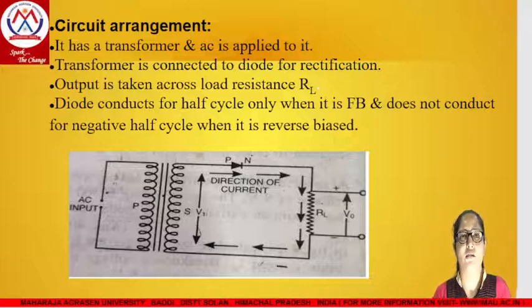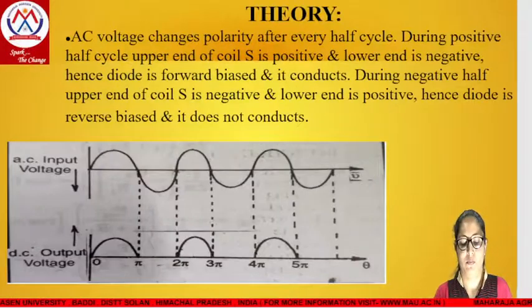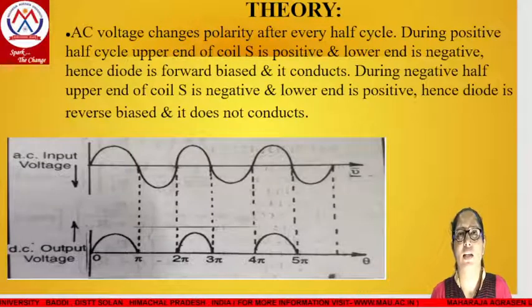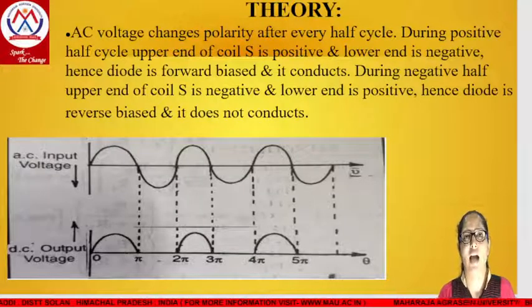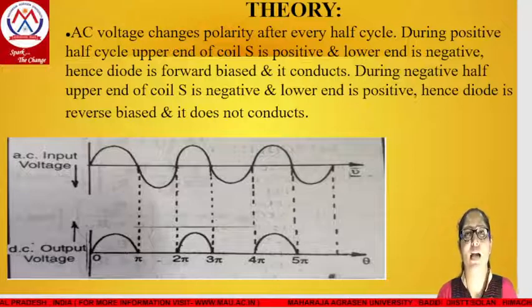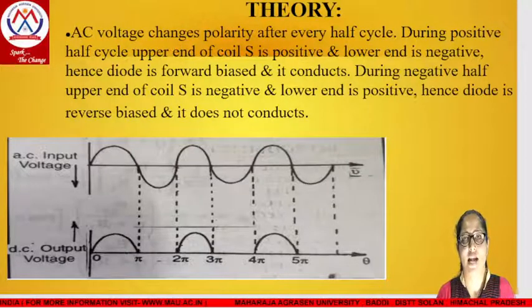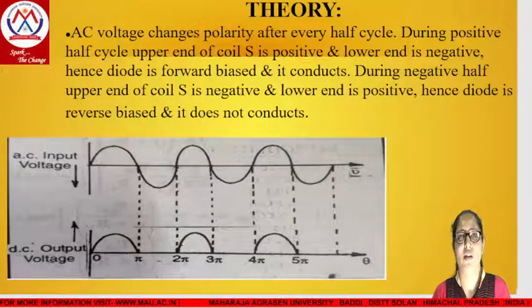The diode conducts for the positive half cycle only when it is forward biased and does not conduct for the negative half cycle when it is reverse biased. The theory of this circuit is that as we apply the AC, with the change in the half cycle of the AC, the polarity changes. During the positive half cycle, the upper end of the coil is positive and the lower end of the coil is negative. Hence, the diode is forward biased, so it conducts. And during the negative half cycle, the upper end of the coil is negative and the lower end of the coil is positive. Hence, the diode is reverse biased and it does not conduct.